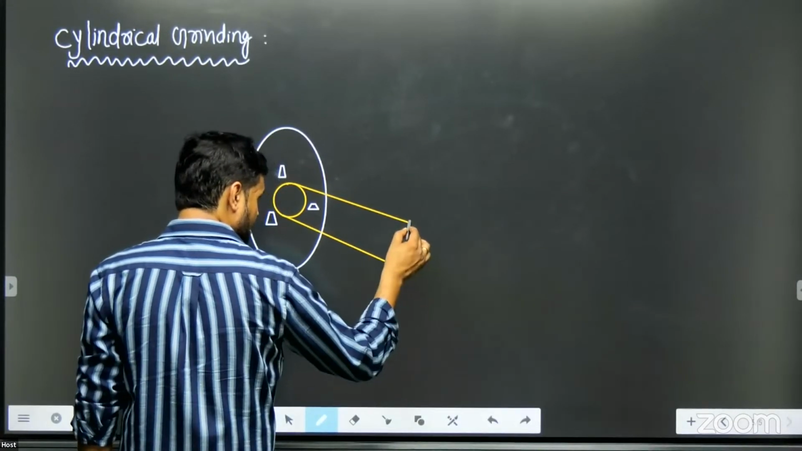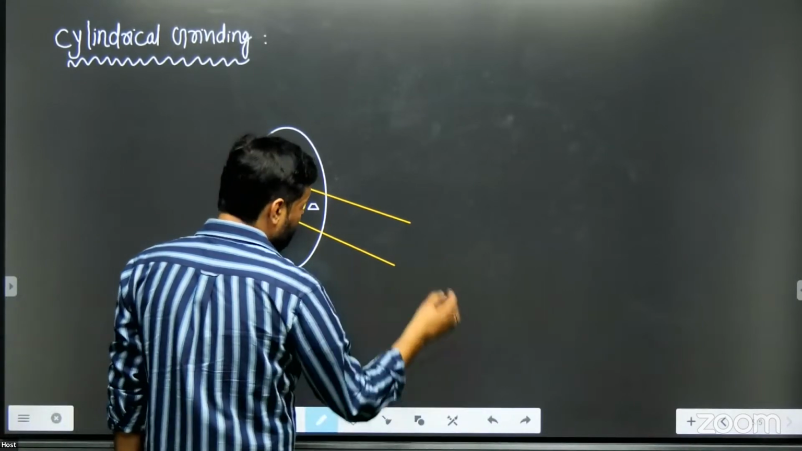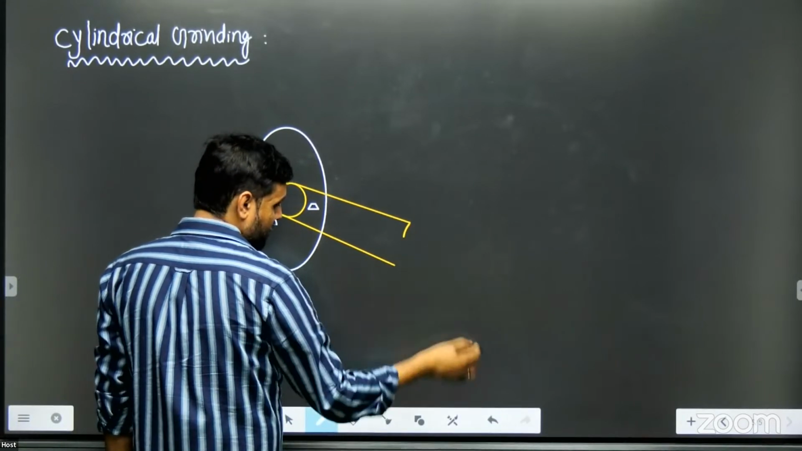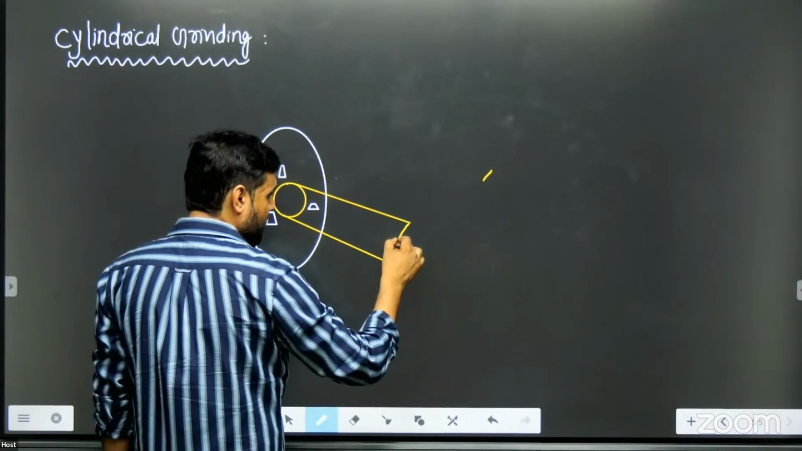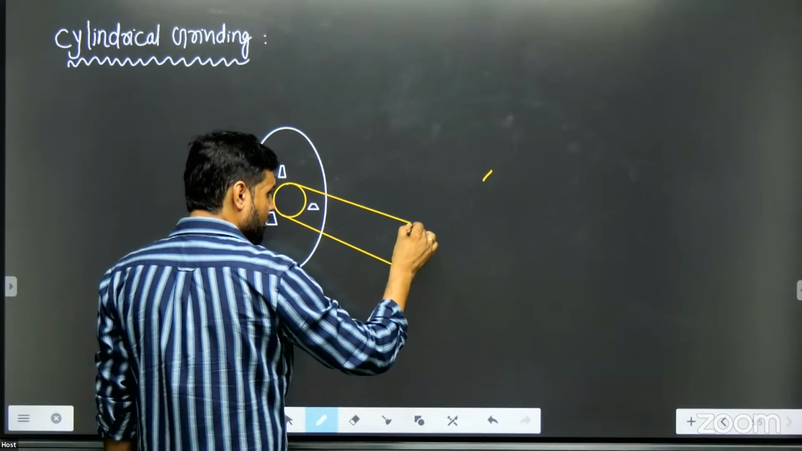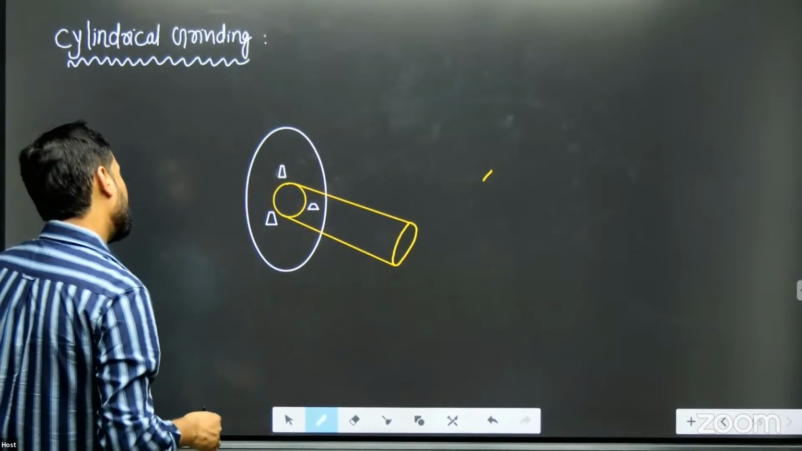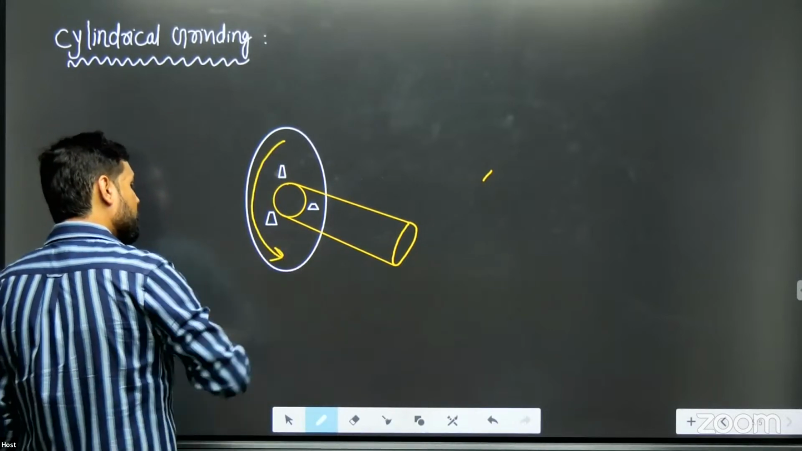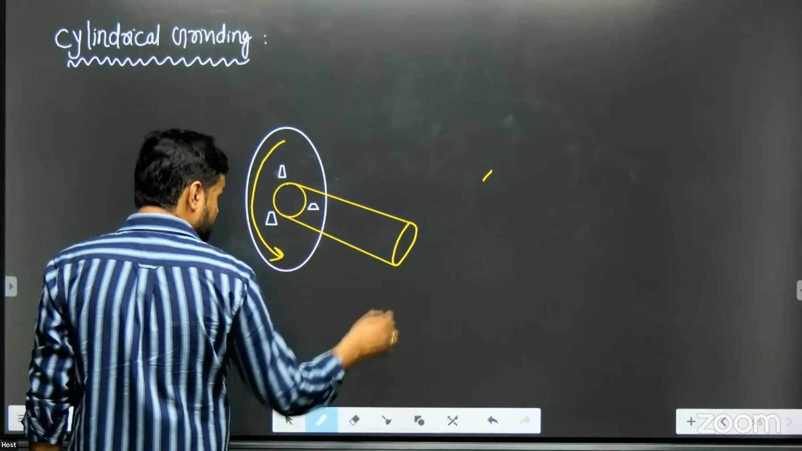This is the workpiece, and the chuck will rotate. So the workpiece will rotate, and that side there will be the grinding wheel.